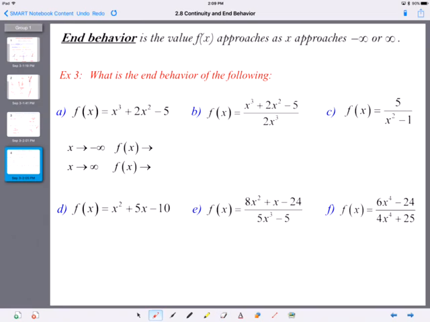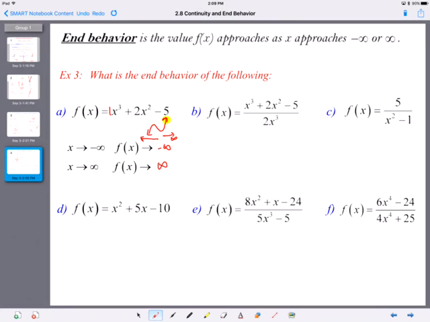So for the first one I gave you, just as a review, this is a polynomial function with degree 3 and a leading coefficient that's positive. So remember, it's going to look something like this. So in terms of your end behavior, as x goes this way to negative infinity, y is going to negative infinity. Alright, as x goes this way to infinity, y is going to infinity. Okay, so that's really a review of your polynomial functions.